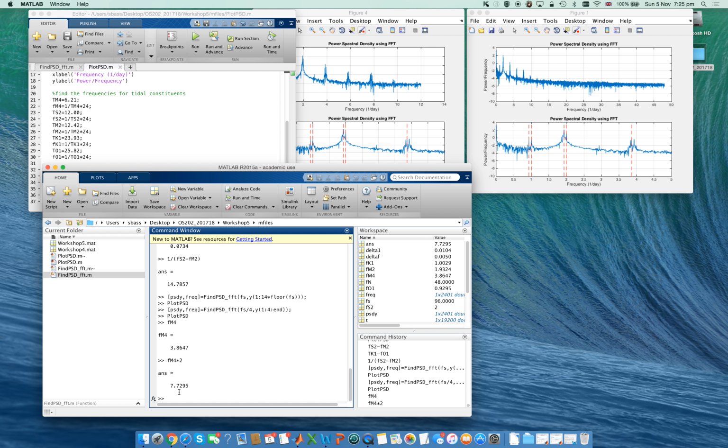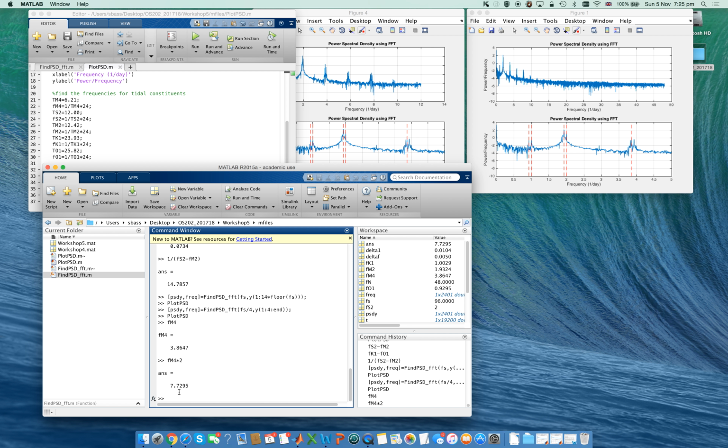So what that means is that if we go back up to our figure 4 again, if we sampled below this, then our Nyquist frequency wouldn't actually, the spectrum would stop before we got to the M4 tide, which occurs at 3.86 times per day.